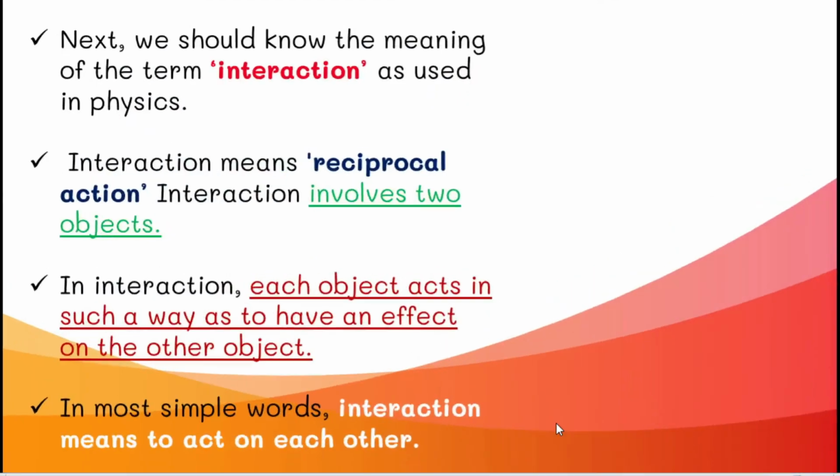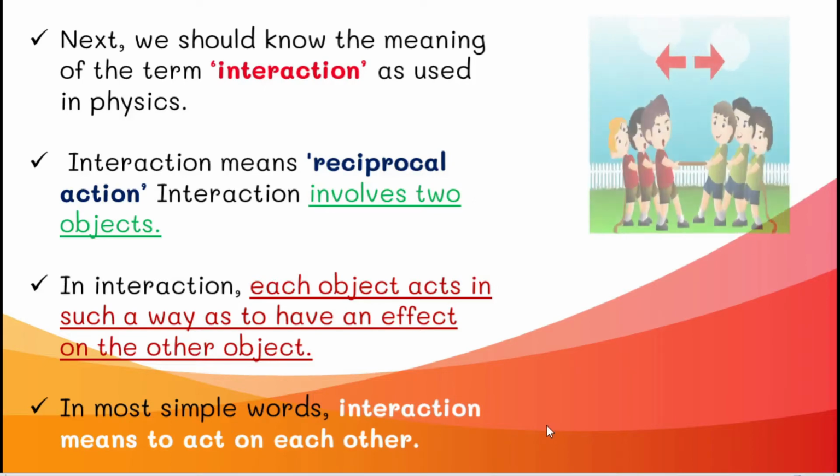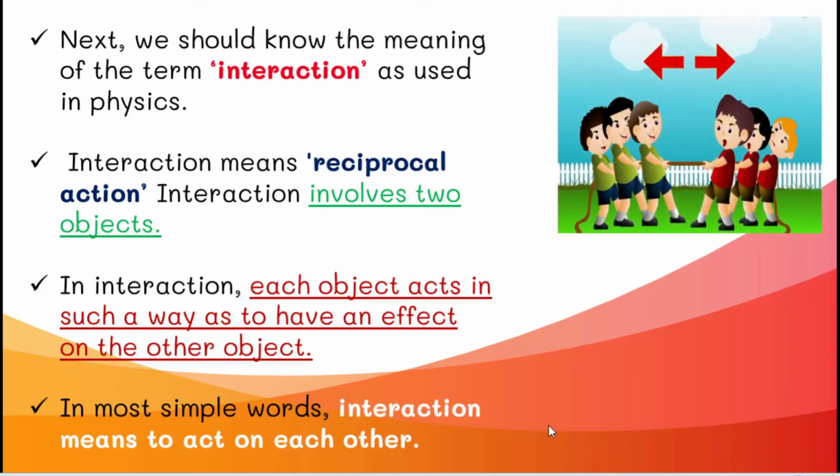Next, we should know the meaning of interaction. In English, interaction means to communicate with each other. In physics, interaction means a reciprocal action. Keep this in your mind: interaction means reciprocal action. This means that it involves two objects. Interaction involves two objects. Two objects must interact.